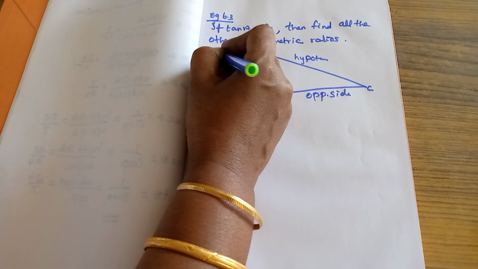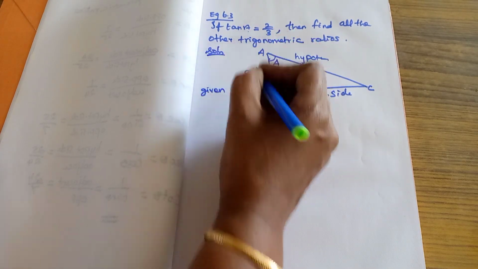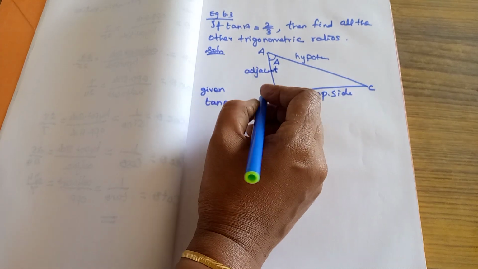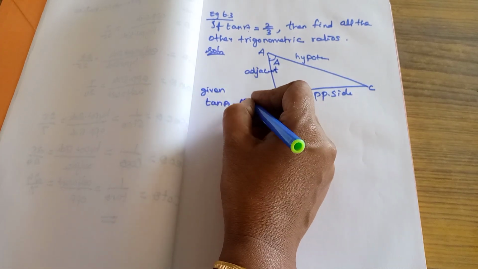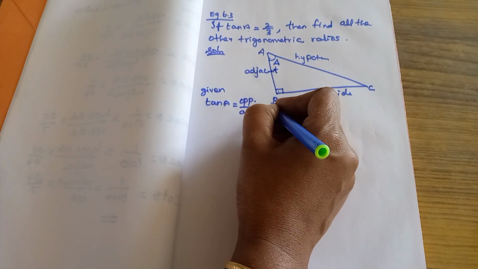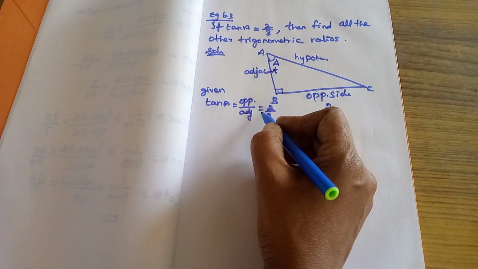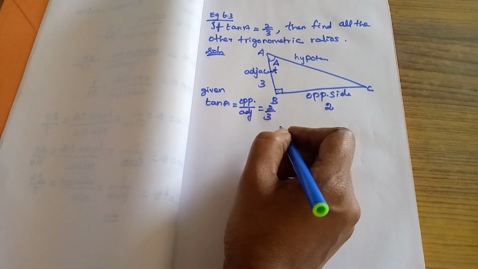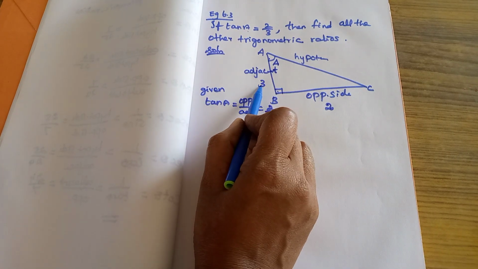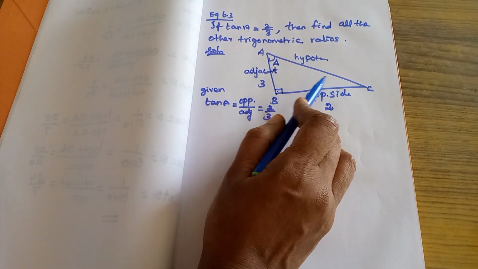Solution. Given tan A is equal to 2 by 3. What is the tan A formula? Opposite by adjacent, equal to 2 by 3. So here the opposite side is 2, the adjacent side is 3. This AC side, the hypotenuse, we don't know, so we are going to find it out using the tan formula.